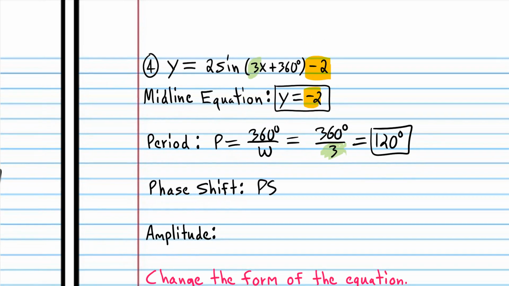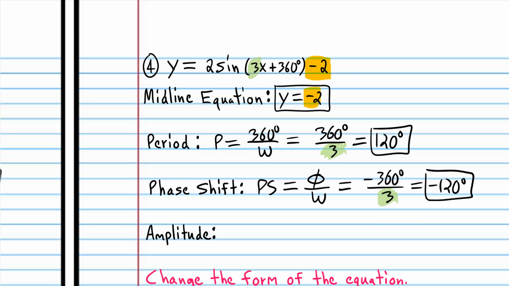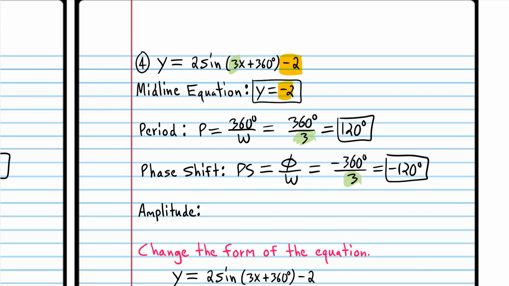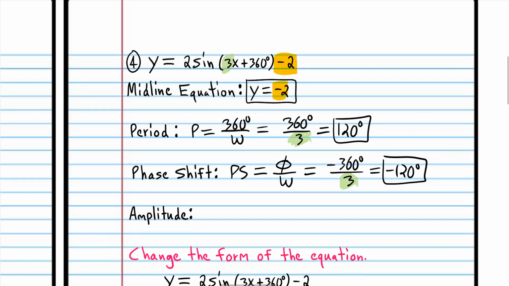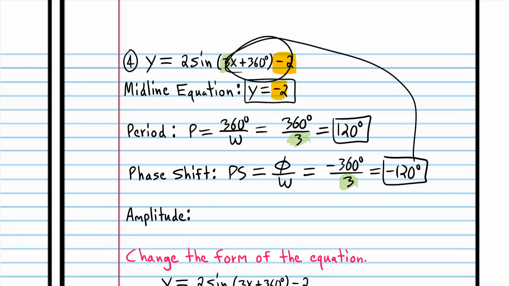The phase shift, which I'm going to call PS, is equal to phi divided by omega. Phi is -360, so it's the opposite sign, divided by 3, and again 3 came from there. So we have -120 degrees. So that means we're moving to the left. I know the signs can be pretty confusing regarding this, but it's just all based on how the general form is defined.